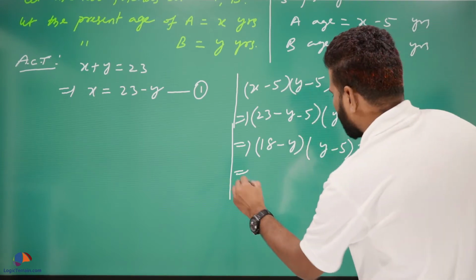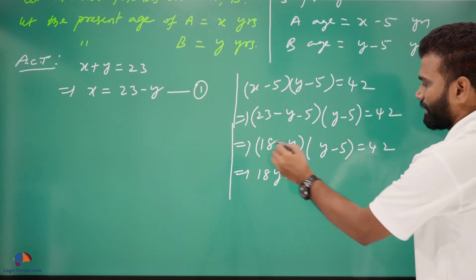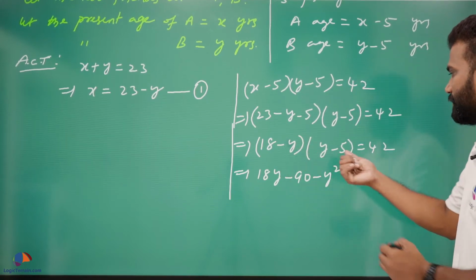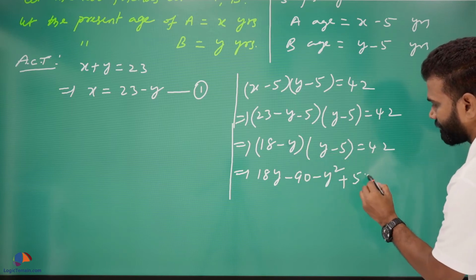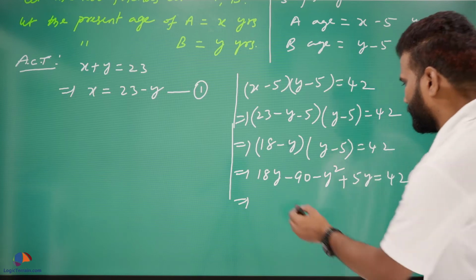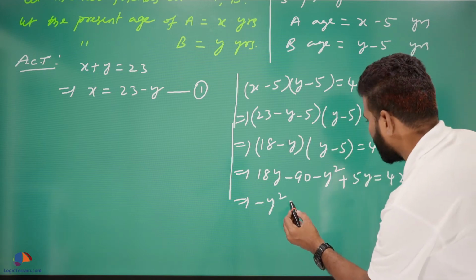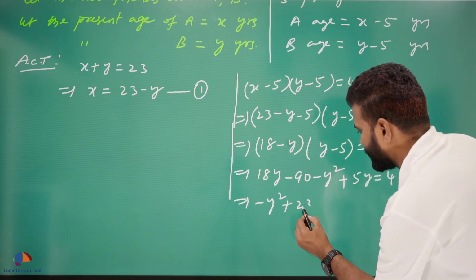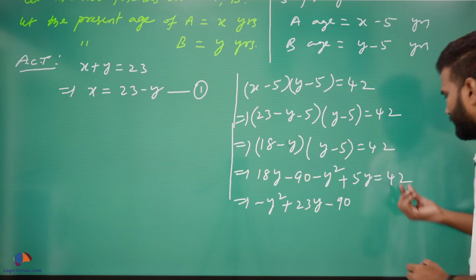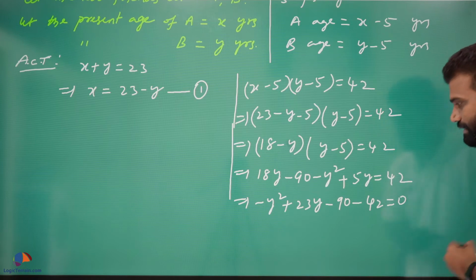So further we will multiply. 18 into Y, 18Y. Positive into negative, negative: 18 5s are 90, negative. Negative Y into Y, negative Y square. Negative into negative, positive Y into 5, 5Y is equal to 42. So further, negative Y square, 18Y plus 5Y becomes 23Y. Here negative 90, positive 42 is here. If it comes across, this becomes negative 42 is equal to 0.